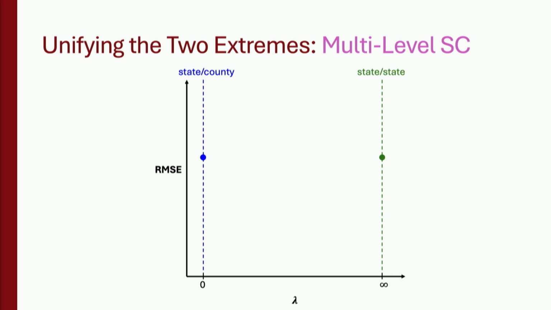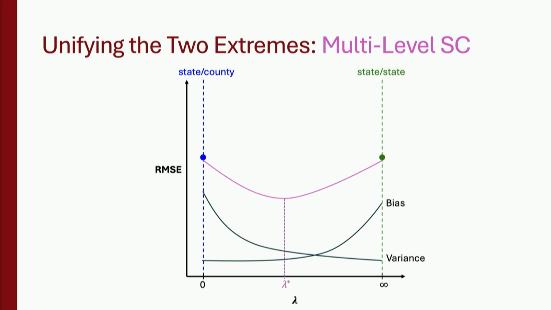Now, when we're increasing lambda from 0 going to infinity, the bias of the estimator is going to go up because we can make less and less use of that extra heterogeneity. But at the same time, the variance is going to go slowly down because we're going to use the less noisy data and average over more individual components. So given these opposing forces, for the multi-level synthetic control estimator, we'd expect it to be below either one of these extremes and hit a minimum somewhere at lambda star that's positive but less than infinity.